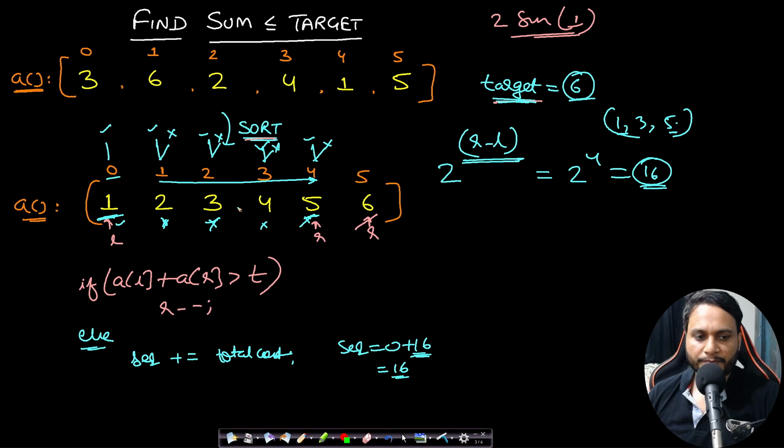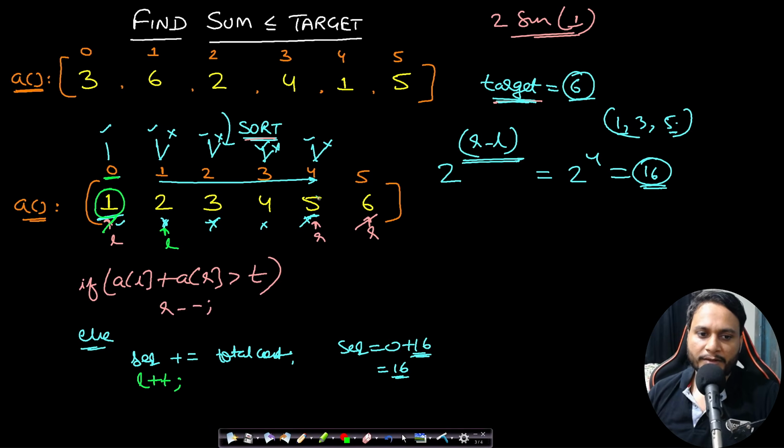Now what to do? Once you are done with this, then I need to move this left pointer to the right hand side. Why am I doing this? Because all the subsequences which are valid starting with this index 0, that means 1, have been counted. So I need to move the left pointer to the right hand side. Okay, so I will be doing L plus plus in such case.